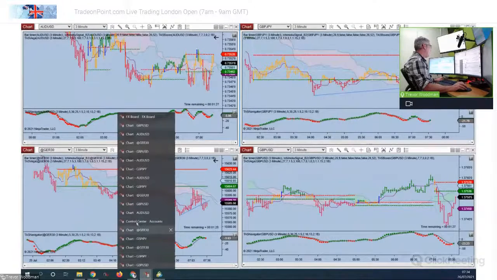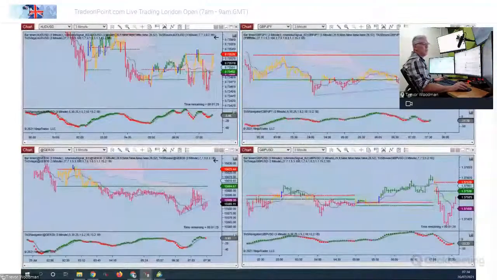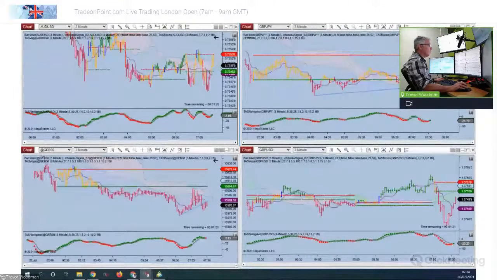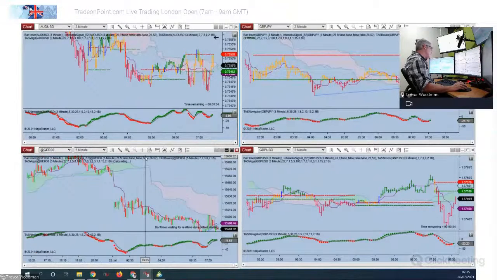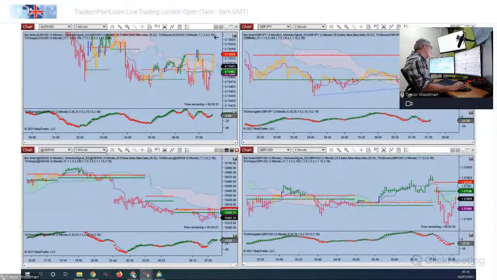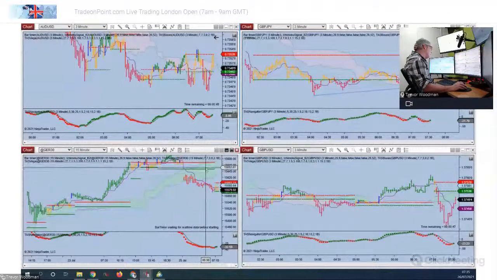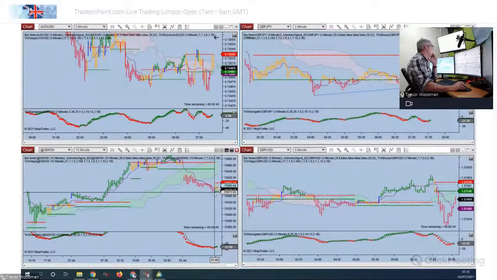This is the pound dollar. Here's how much you need. There's 115 sideways. 179.